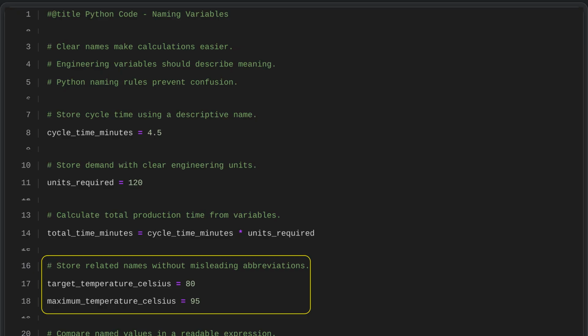Define one temperature value for the desired process setting and another for the highest safe limit. Giving these related values clear, descriptive names makes the code easier to understand and helps prevent confusion.